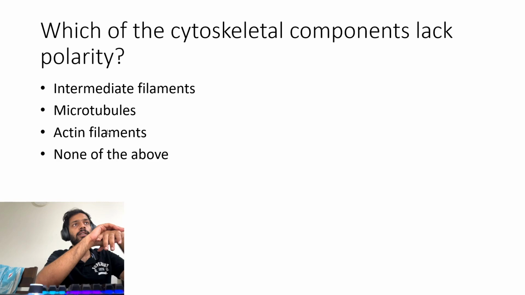Actin filaments do also have polarity and they keep extending in one direction. So both microtubules and actin filaments have polarity. So the only cytoskeletal component that does not have polarity in this list is intermediate filaments. So they do not have any polarity. Intermediate filaments like the lamins we previously discussed.